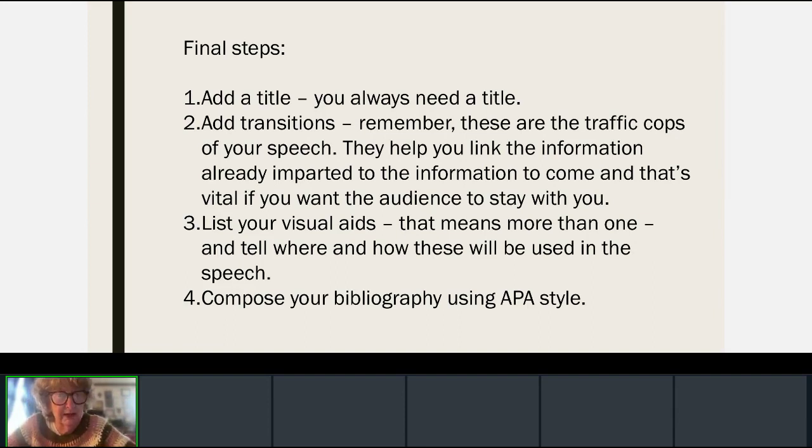You are required in this speech to have visual aids, so you'll want to list those. And you should have more than one visual aid. You can't just show, you know, look at this. Okay, you've got a visual aid now. You've got to use something that's going to be useful to your speech. And then you again need to compose your bibliography using APA style.